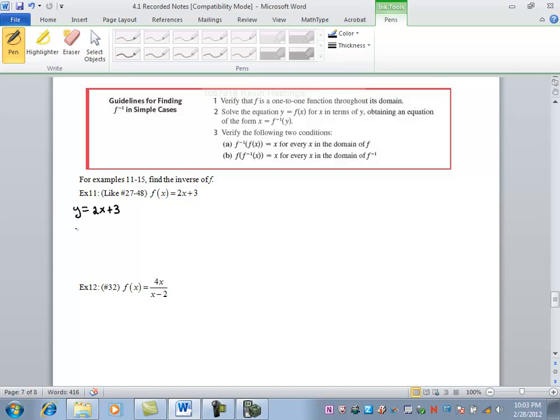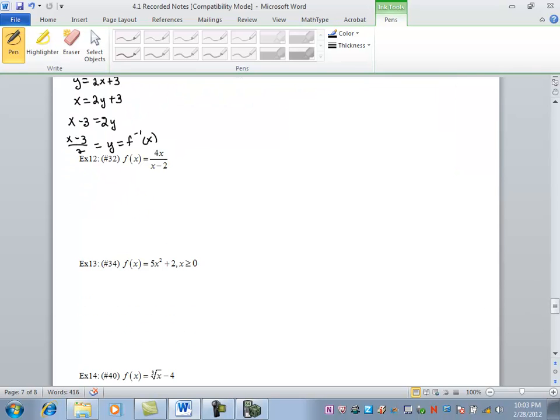Now what we're going to do here is interchange x and y. So x equals 2y plus 3, or x minus 3 equals 2y. And now we're solving for our new y. x minus 3 over 2 equals y, which is our inverse. And that's all there is to it, folks.